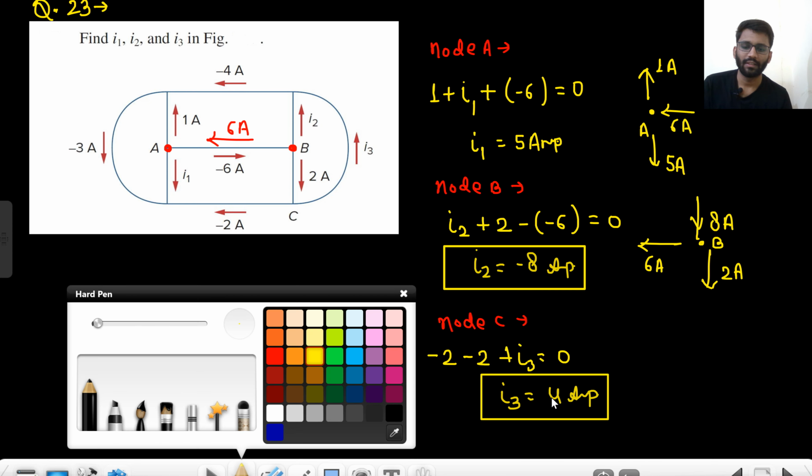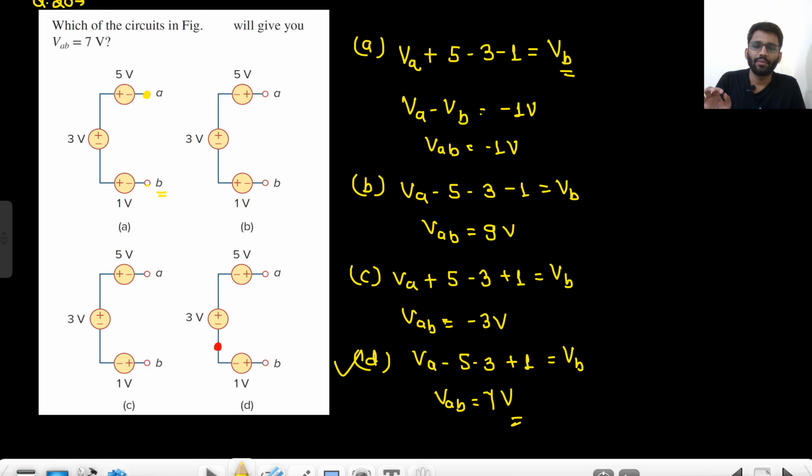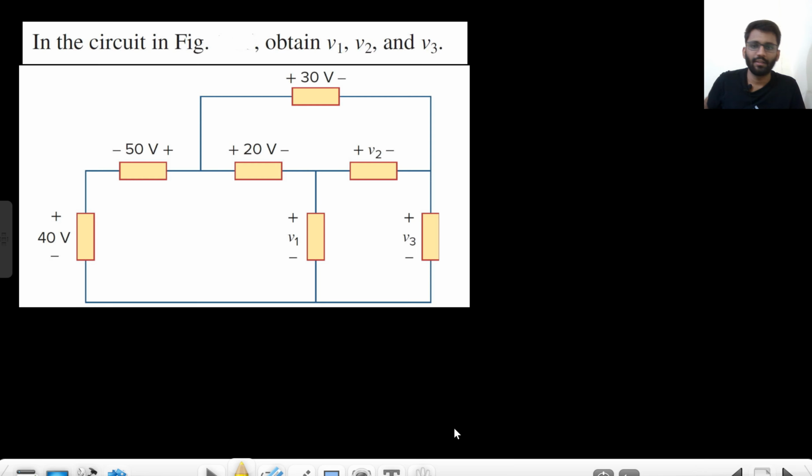What is happening at node C? You can see that this I3 current is going that way, 4 ampere, 2 ampere current is coming this way, and 2 ampere current is coming from this way. Minus 2 ampere is this side, so 2 ampere current, total 4 ampere current. Okay, did you understand this? Basic KCL is there. In the previous questions we were studying KVL, now we studied KCL. Okay, now in this question we will study KVL.